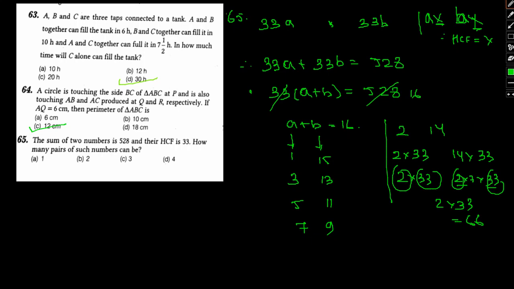So how many pairs? We have 4 possible pairs. These 4.